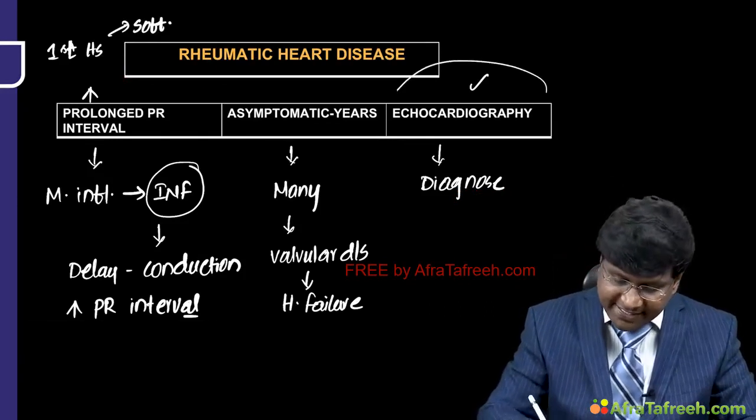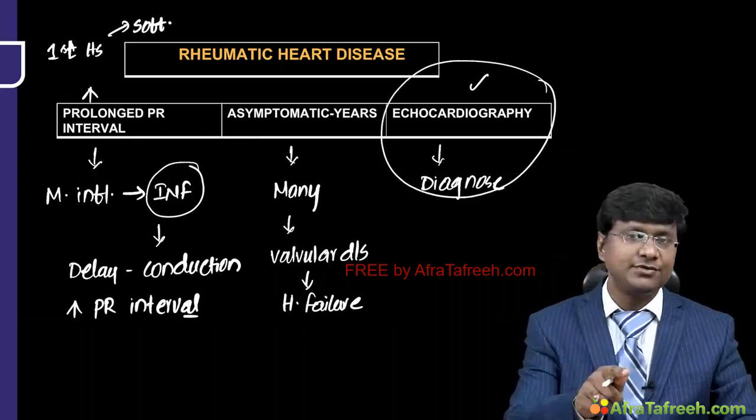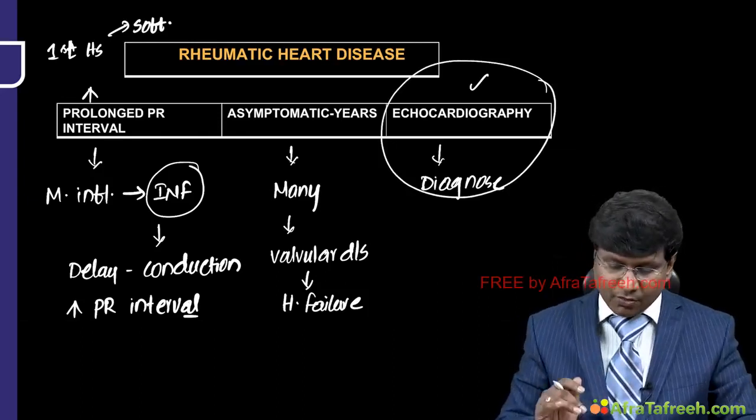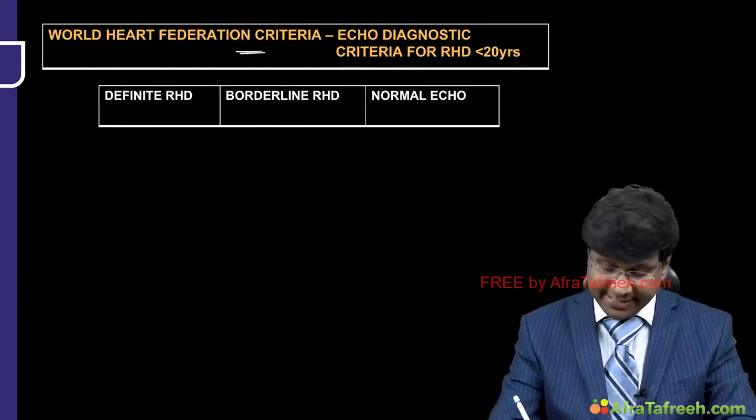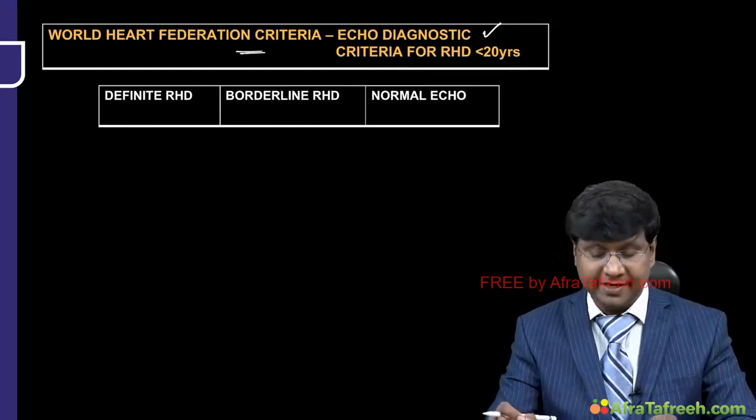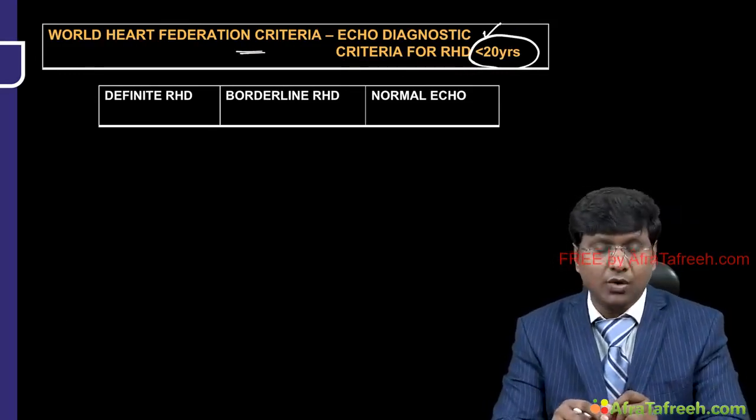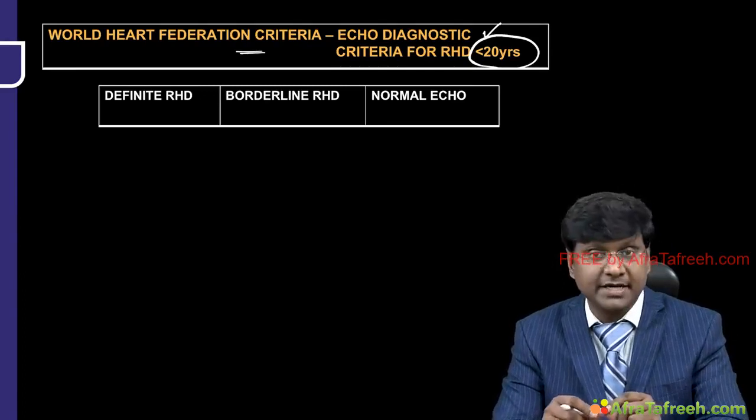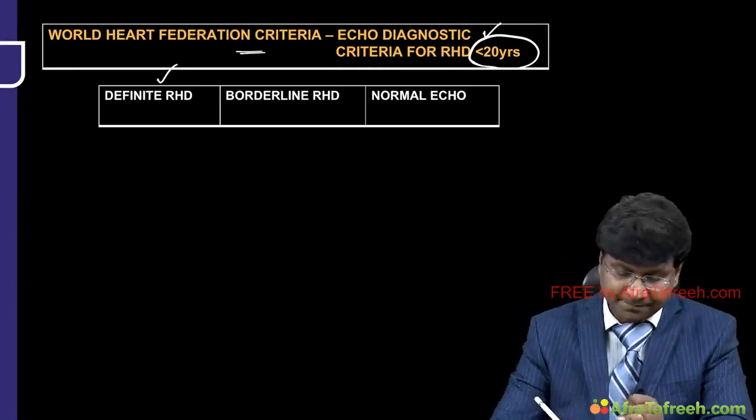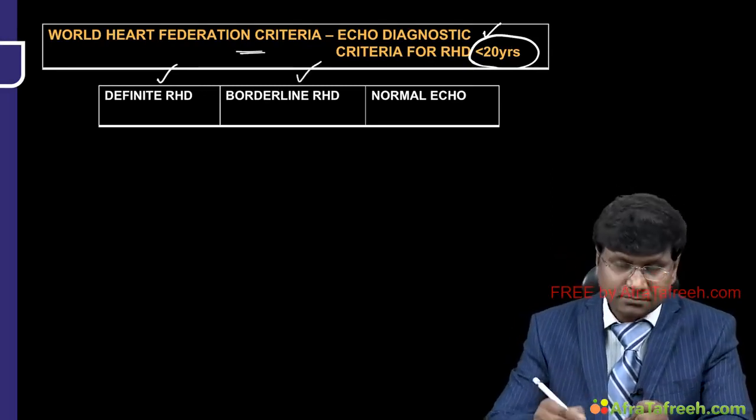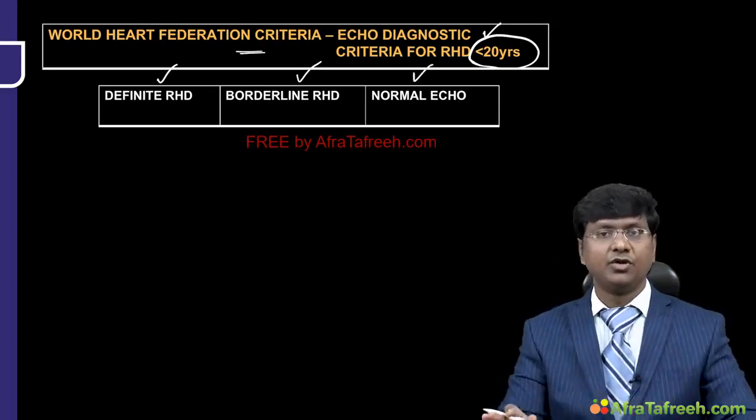Now for this echocardiography, there is a criteria. Based on echocardiography you diagnose that there is rheumatic heart disease. Now what is the criteria? The World Heart Federation criteria is the echocardiographic diagnostic criteria for rheumatic heart disease in the age group less than 20 years. How is this criteria classified? Into an individual with definite rheumatic heart disease even though asymptomatic, borderline rheumatic heart disease even though asymptomatic, and an individual with a normal echo.